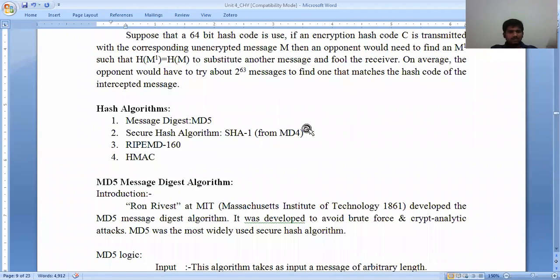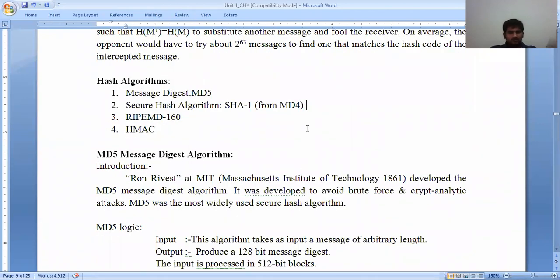So, message digest algorithm. Ron Rivest at MIT developed the MD message digest algorithm in 1991. It was developed to avoid brute force and cryptanalytic attacks. MD5 was the most widely used secure algorithm. So it is a very secure algorithm.